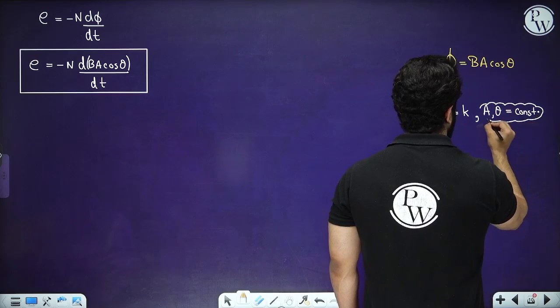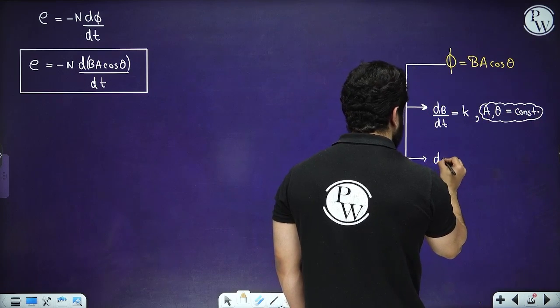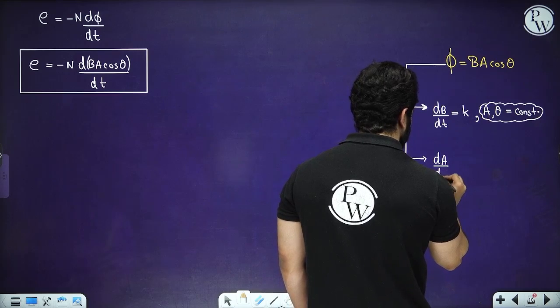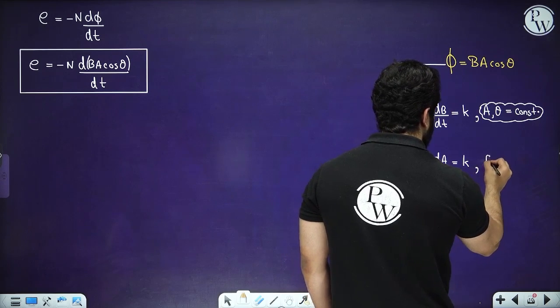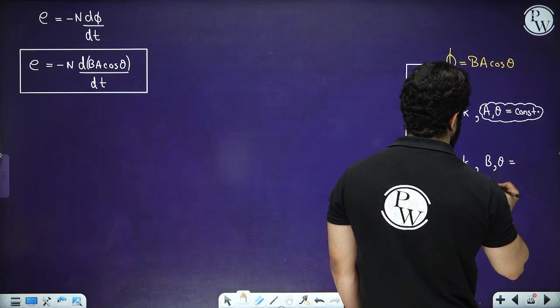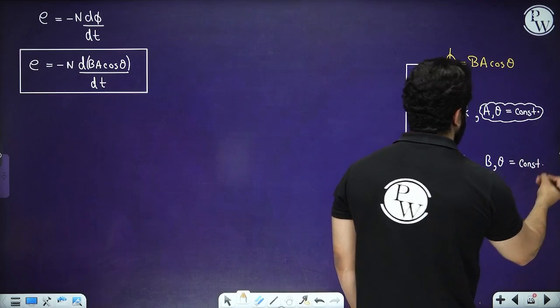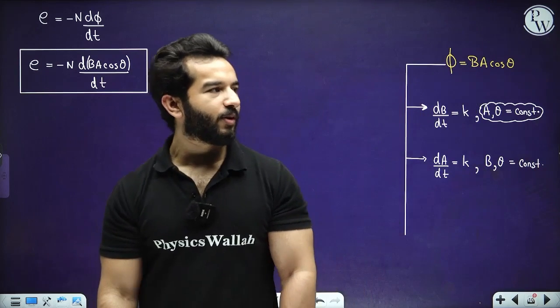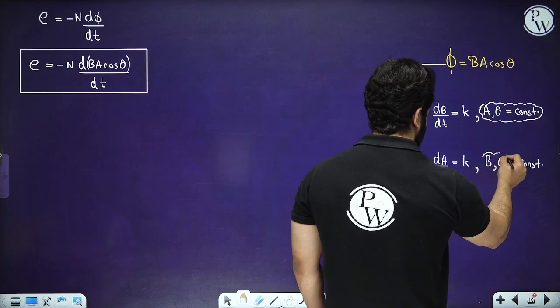Or you can say, sir, let's suppose area is changing, there is some dA by dt which is some constant, and magnetic field and theta are constant, they are not changing. By the way, what is this theta? Of course, the angle between magnetic field and area, right?